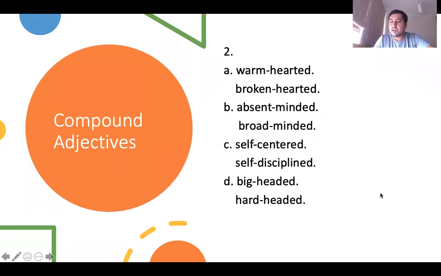Then we have the second activity, which is, for each of the pairs from A to D, you had to complete it with one of the words given to you, which were headed, hearted, minded, and self. So let's see how it worked. We have A, which is warm-hearted, broken-hearted. B, absent-minded, broad-minded, self-centered, self-disciplined, big-headed, and hard-headed.